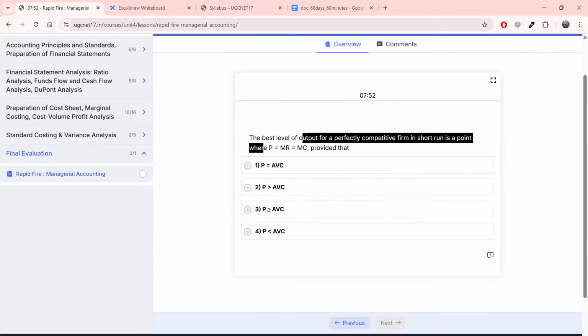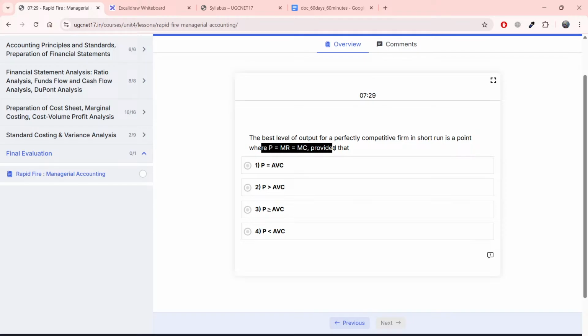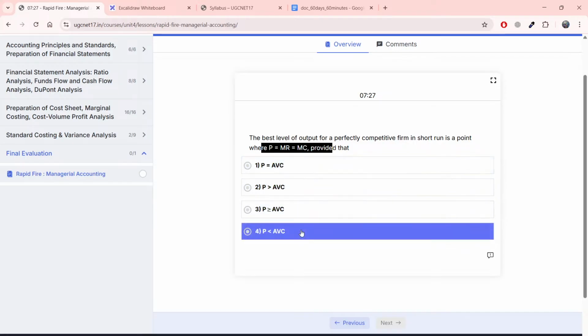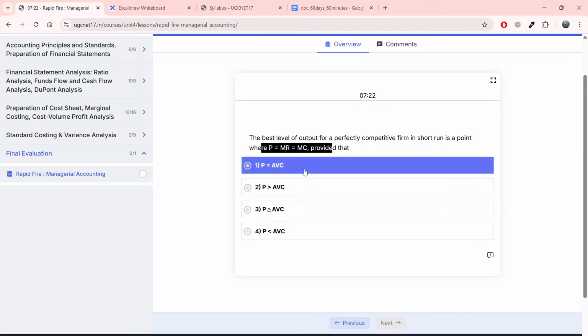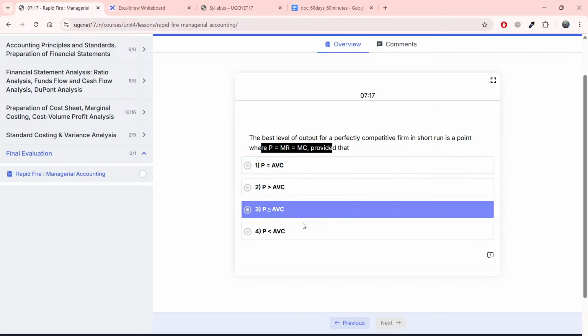The best level of output for a perfectly competitive firm in the short run is a point where P is equal to MC, provided that price is greater than or equal to average variable cost. It should never be less than that.